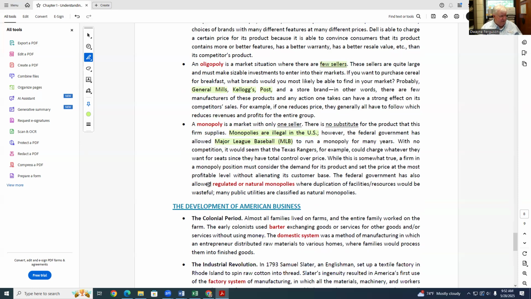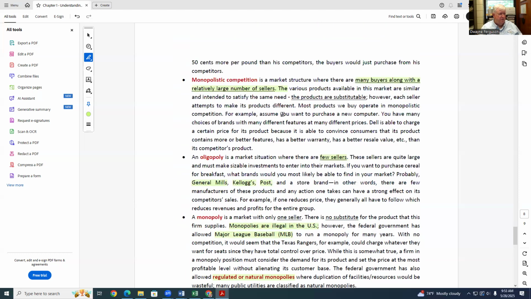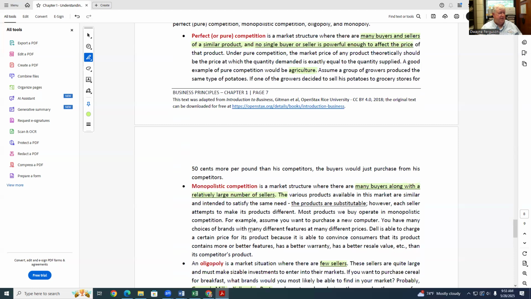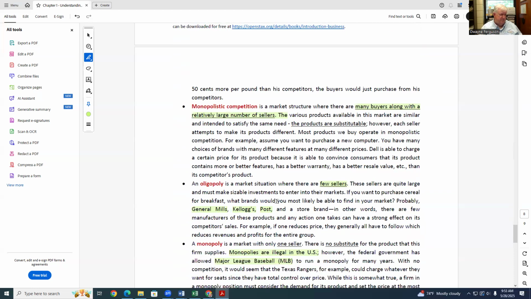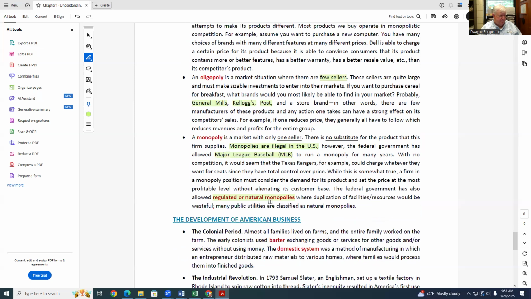The federal government does allow regulated or natural monopolies, like our utilities, for example. If we had 10 companies trying to supply electricity to our homes, we'd have wires run all over the place. So instead of doing it that way, we have regulated monopolies where the federal government regulates those companies. Okay, so I need you to know these four types of competition: perfect, monopolistic competition, oligopoly, and monopoly.